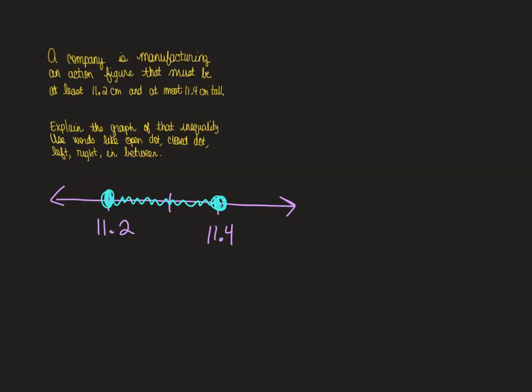What I was looking for is for you to say a closed dot at 11.2, a closed dot at 11.4, and shade in the middle. It's had the word and is where it's in between. So we're shading in between 11.2 and 11.4, and the company is happy if it's 11.2. It can be exactly 11.2, so it's closed in. It can be exactly 11.4, so that is a closed in dot.